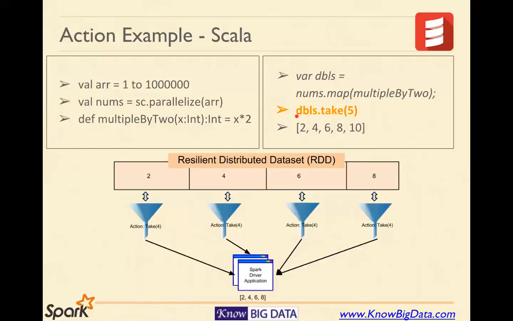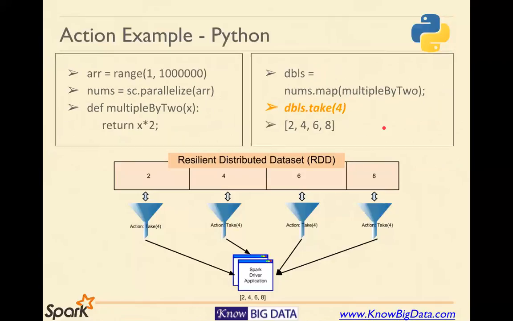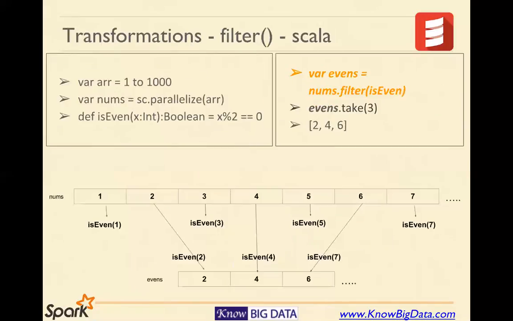So when somebody calls dbls.take, it will first figure out who is dbls. Okay, dbls is nums.map, fine. Then who is nums? Nums is sc.parallelize arr. This gets executed immediately, and then the rest of the things get executed. Now, there are some more very important transformations we would like to cover.